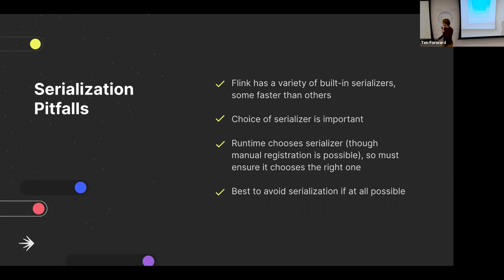Some things to know about serialization are Flink has a variety of built-in serializers, and some of these are orders of magnitude faster than others. So you'll want to look into what serializer you're using. There's a lot of documentation about this because this is such a common problem. The runtime will choose the serializer for you based on what it knows about the available serializers, so this is something you don't have a lot of introspection into. You'll register the serializers up front, but you'll need some sort of logging or perhaps looking at your profiler to see if it's choosing the right serializer. And because this is so expensive, there are techniques to avoid serialization, and you should probably try to do that whenever possible.